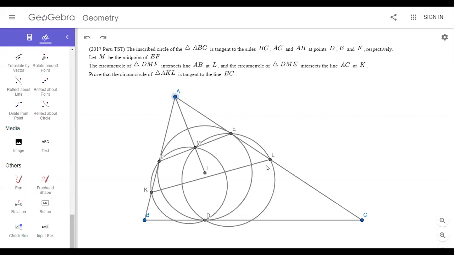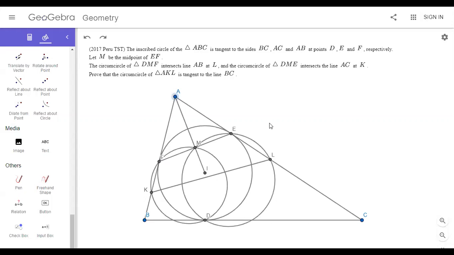Now we just have to show that that cyclic quadrilateral is tangent to BC. Maybe it's obvious. Also, MD is the angle bisector of LBK. Yeah, because AF is equal to AE. They're both tangents to the incircle. So angle MDK is equal to angle MFA. So basically MD has to be an angle bisector of KBL. That's an interesting observation.